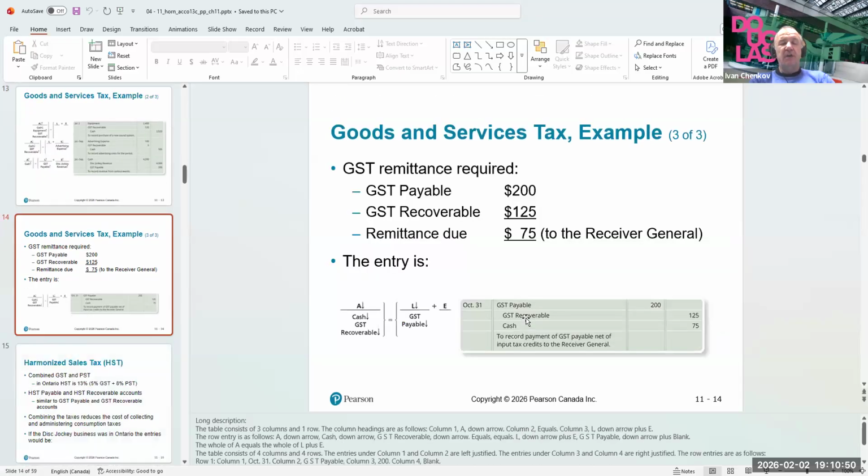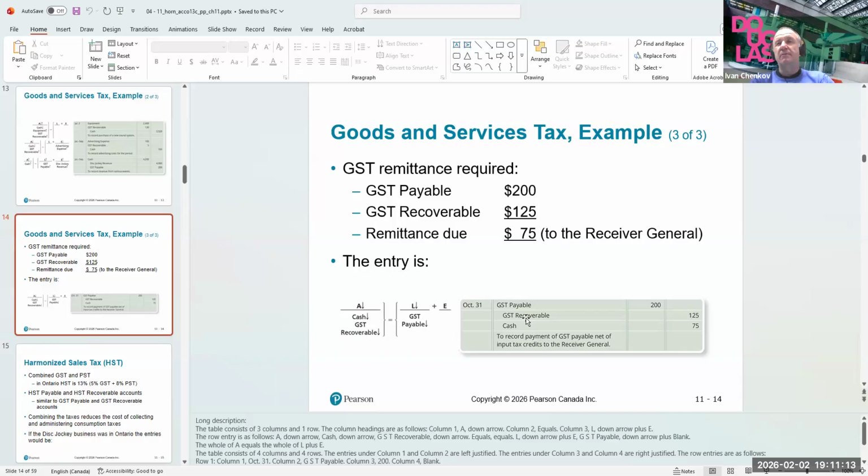Once we do this, we're going to check what's happening in the GST payable. In the GST payable, we have $200. The GST recoverable from the government has to recover us $125. So in reality, we have to pay to the government $75.